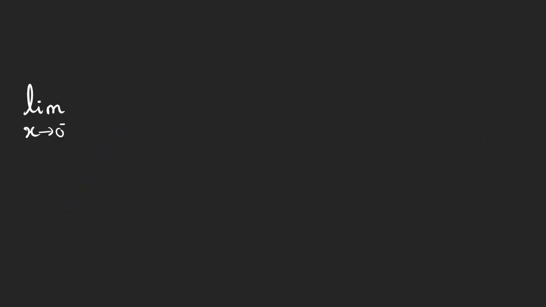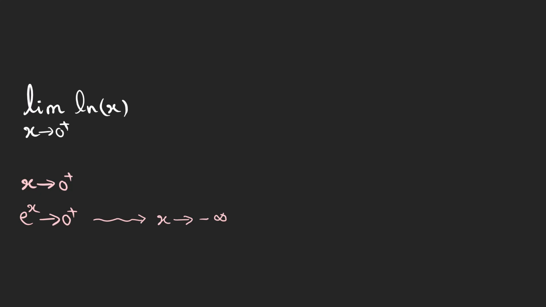Now let's see how we can handle this one. When we say x is approaching 0 for ln of x, we can see it as e to the x is approaching 0 from the right. This only happens when x is a very large negative number, which is denoted by minus infinity. So in the case of natural logarithm, ln of x must go to negative infinity as x goes to 0 from the right. This is because the range of the exponential function is related to the domain of the natural logarithm.